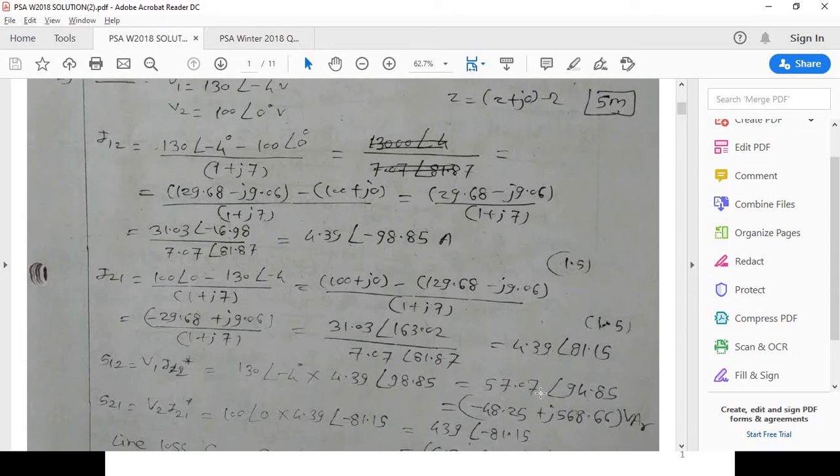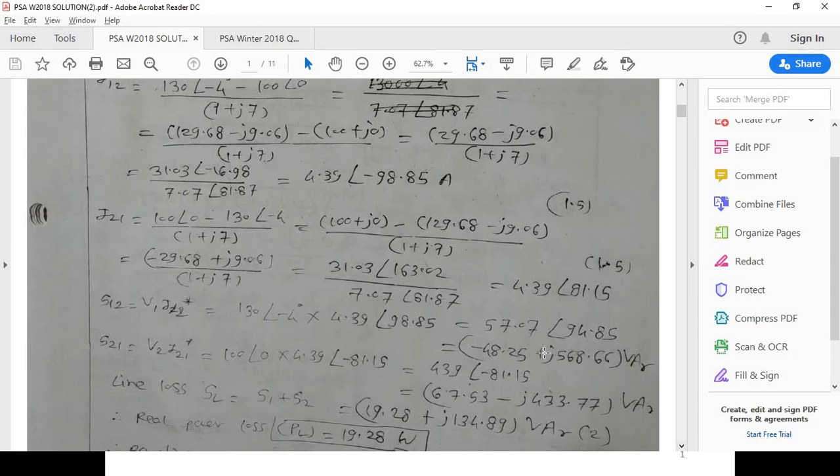So in polar form, it will be equal to 57.07 at an angle of 94.85, and in rectangular form, it will be equal to minus 48.25 plus j568.66 volt ampere reactive. So we have calculated the complex power S12.